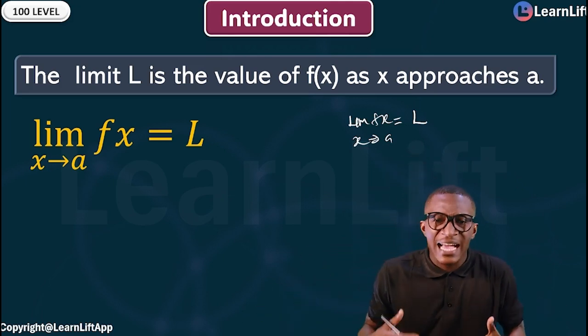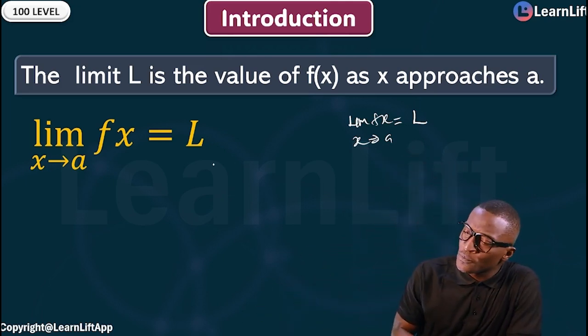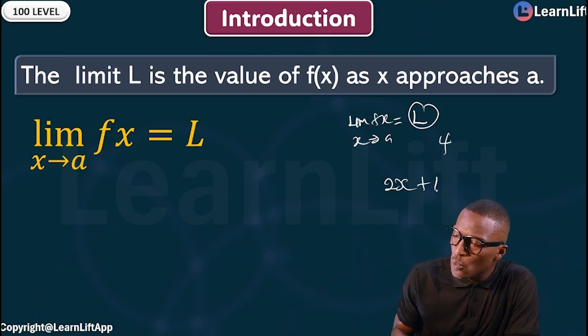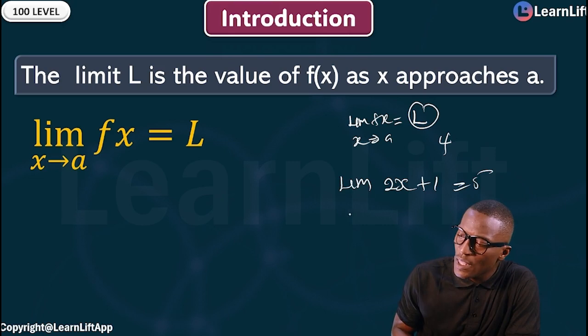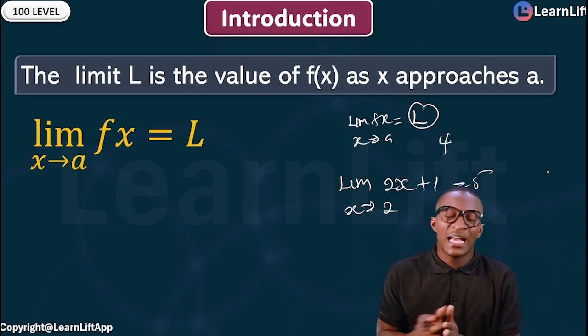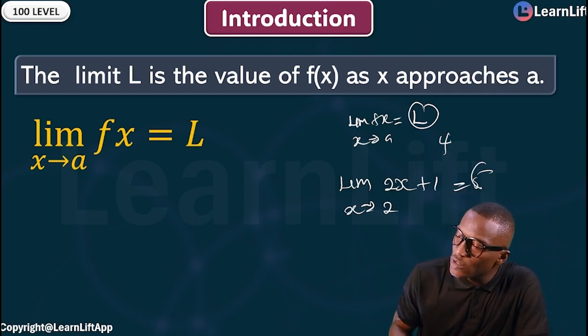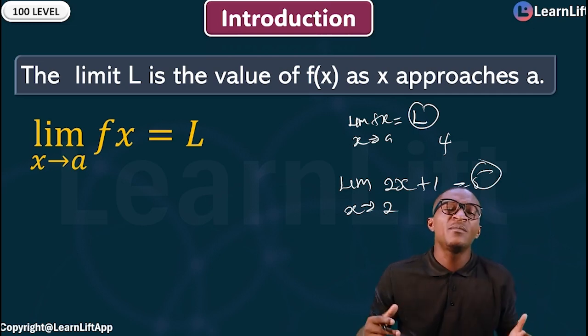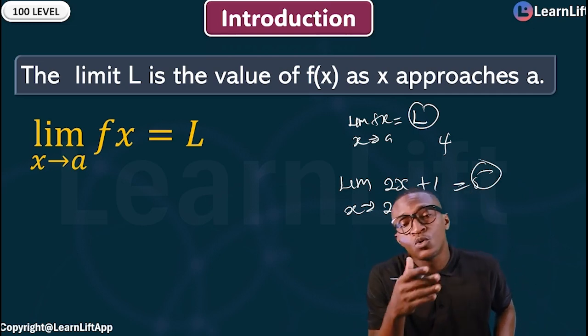It means that as x approaches, let's say for example, this number here is 4, and let's say this function is 2x plus 1, and it's equal to 5. Let's say the limit as x approaches 2. If you put 2 here, you're going to get 5. What we are trying to say is that as we approach 2, we are getting closer to 5. Do you understand? So just know that the limit L is the value of f as x approaches a. We're going to explain that.